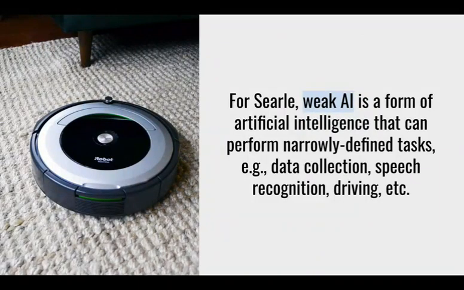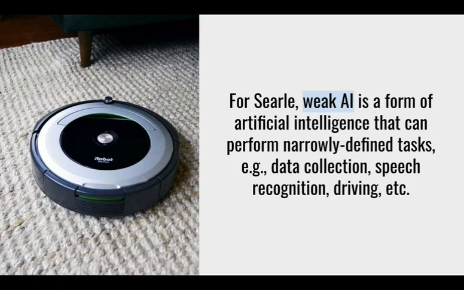For Searle, weak AI is a form of artificial intelligence that can perform narrowly defined tasks. So data collection, speech recognition, driving. A weak AI is basically good at one thing, or maybe a handful of things. So for example, the Roomba, which you see pictured, a little vacuum that's autonomous. Well, the Roomba is really good at one thing. It's vacuuming your rug and seeing what needs to be vacuumed, and that's roughly it.